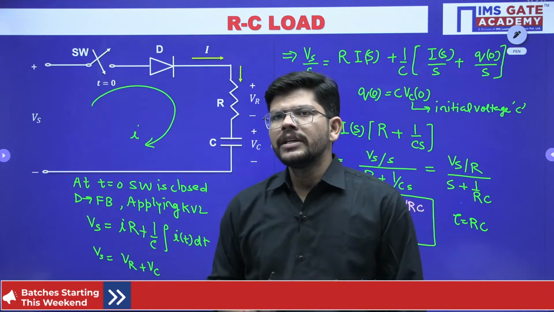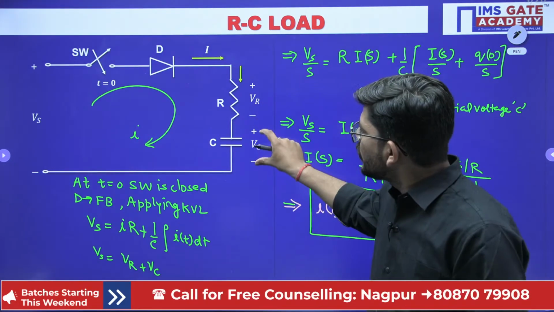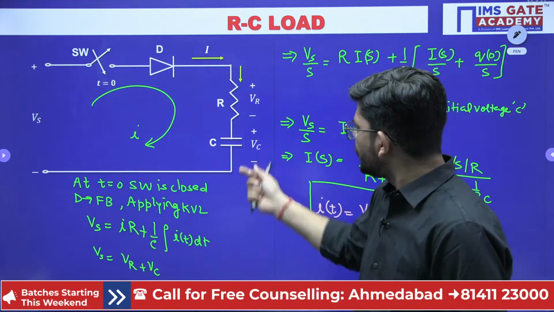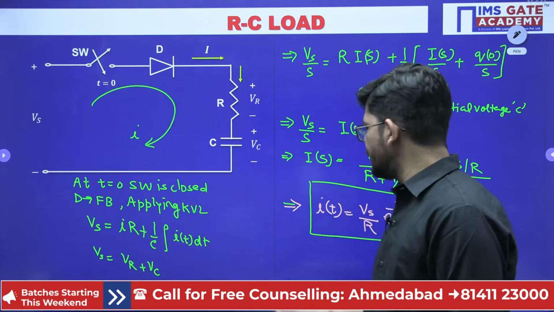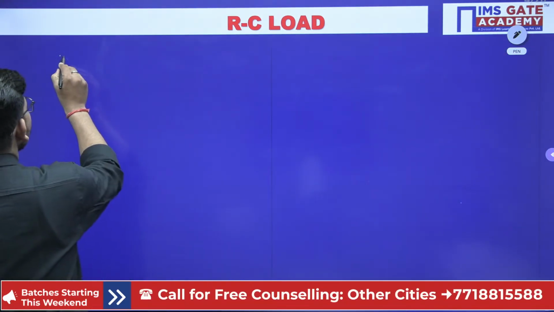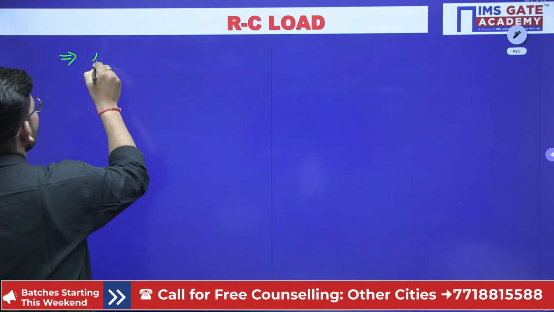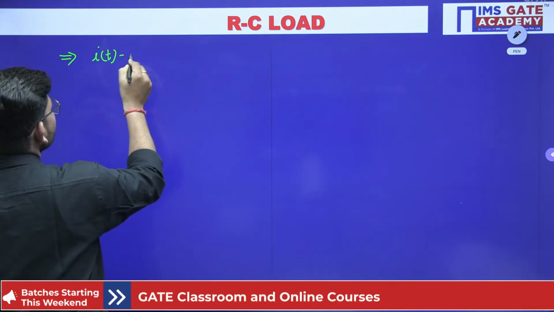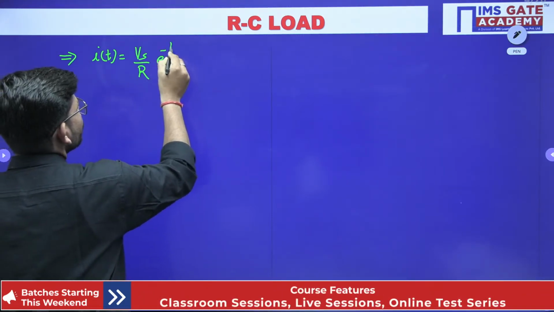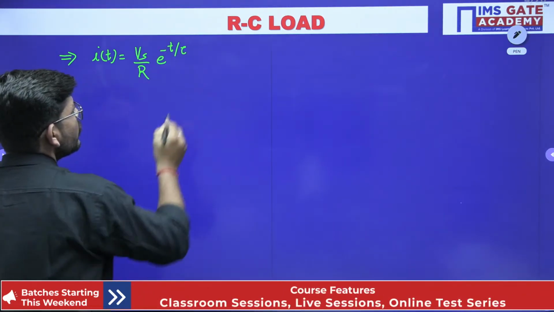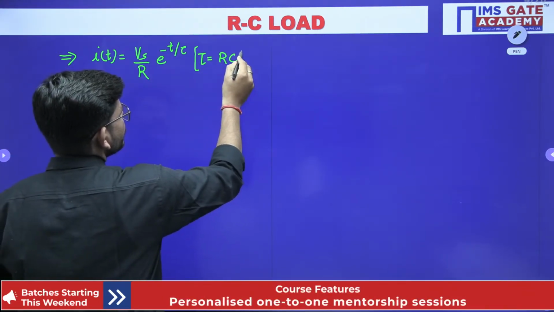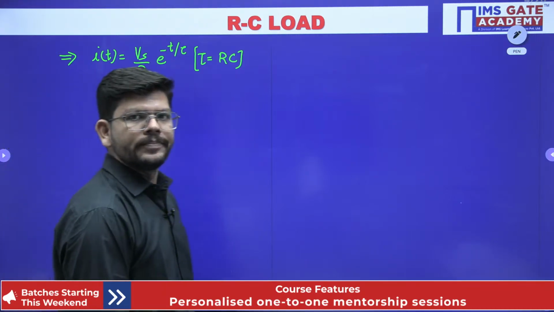Now the next task is to calculate the capacitor voltage. How are we going to calculate it? Like the way we have done here. Let me write the current expression first. The current we have evaluated is Vs upon R e to the power minus t over tau, where tau is the time constant, tau equals RC.